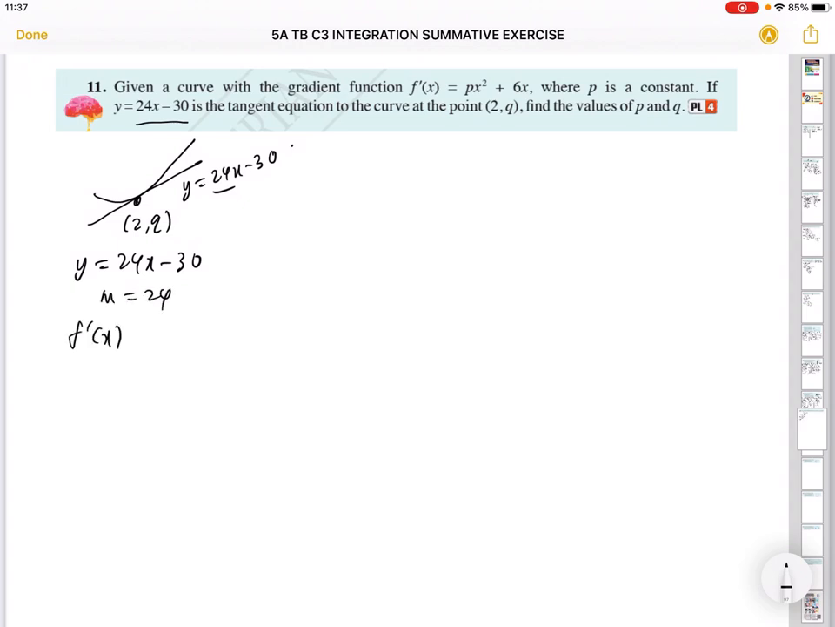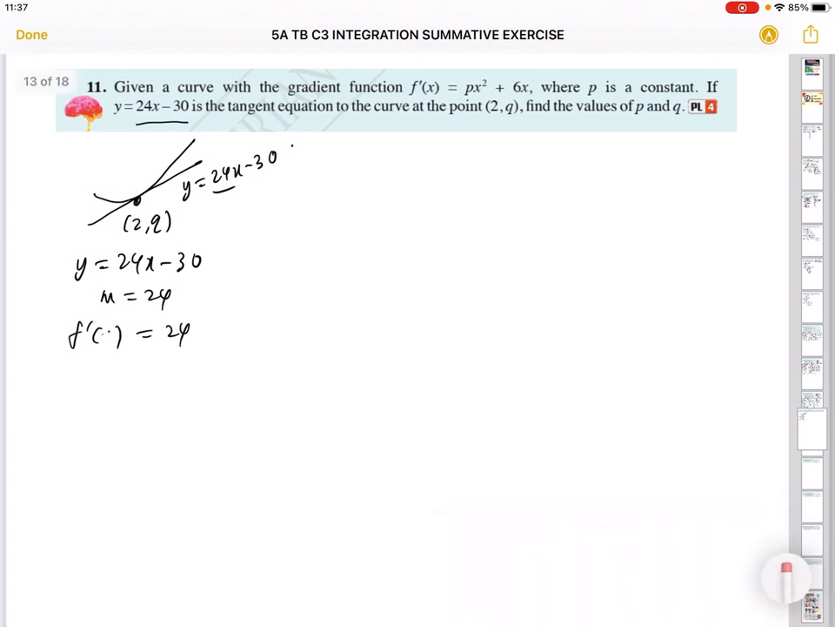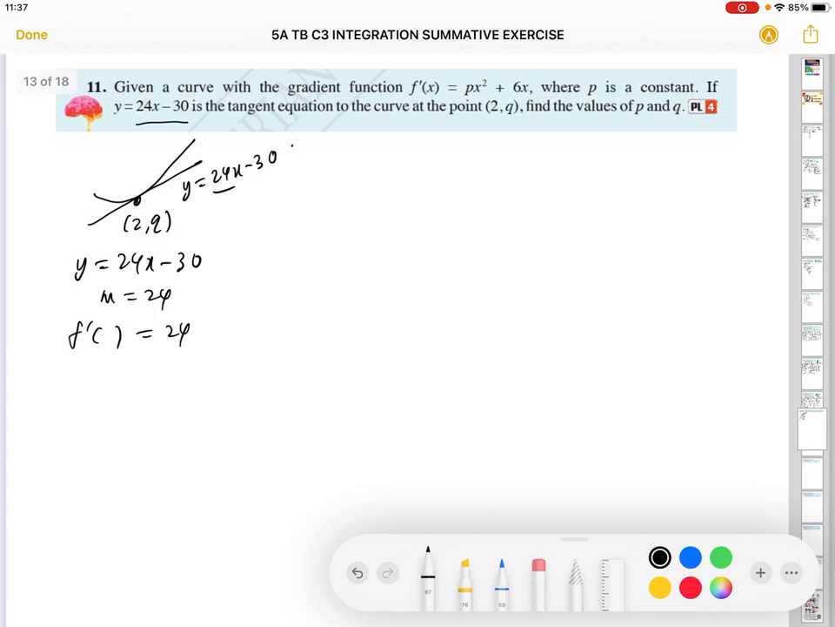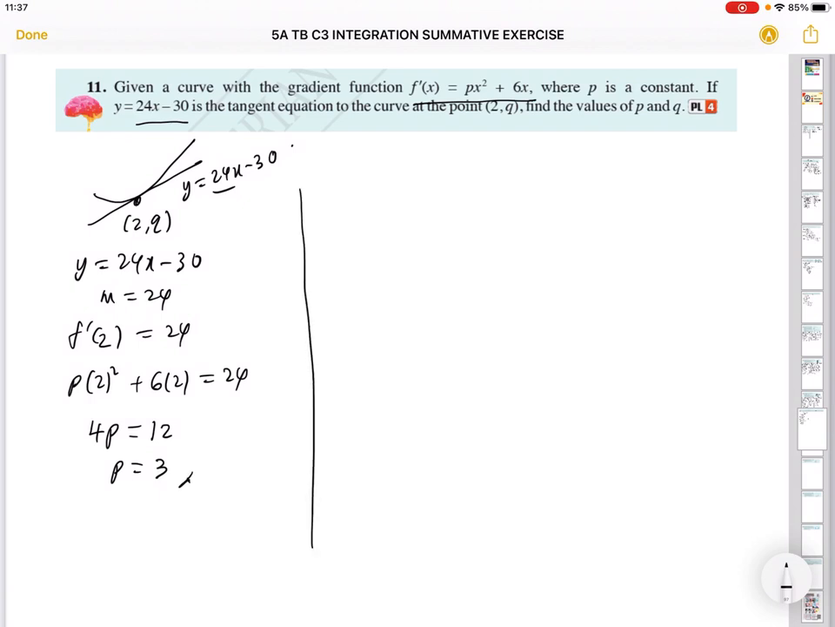So I'm going to sub inside my gradient function. So this is p times 2 squared plus 6 times 2 equals 24. 6 times 2 is 12, 24 minus 12 is 12. 2 squared is 4, p is 12 divided by 4, p is 3. But I know you look at this and wonder where's the integration part. This looks more like differentiation than integration. Yeah, in fact it is, because you don't need to integrate.